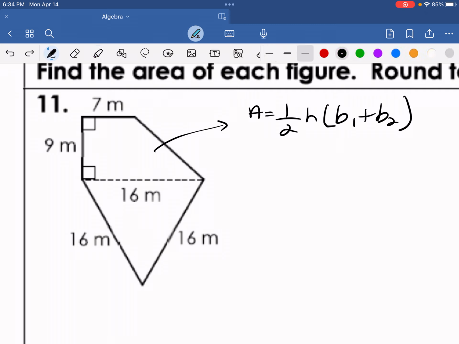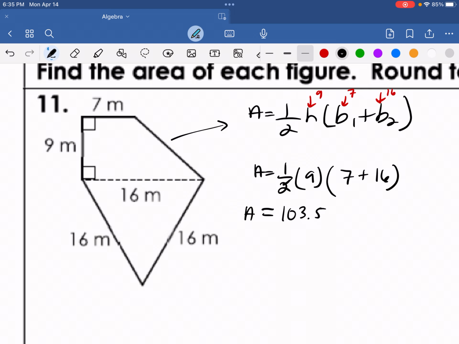And then the height is where there's a 90. So there's a 90 on the side. So that's the height. It means right here, it'd be 9. Or right here, it'd be 9. That's the height. So a good thing for this one is we know everything. The height is 9, base 1 is 7, base 2 is 16. So area equals 1/2 times 9 times 7 plus 16. So for the area of the trapezoid, plug it into your calculator, or I'm using decimals on my phone, 1/2 times 9, and then 7 plus 16. And we get area equals 103.5 meters squared.